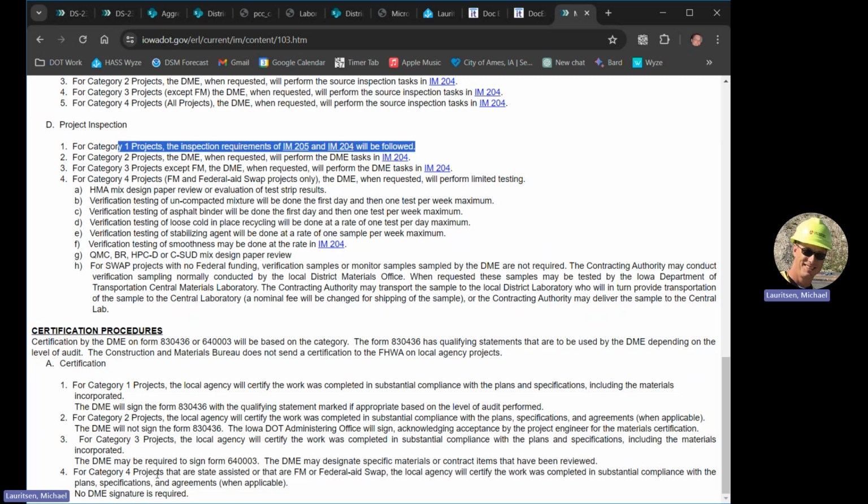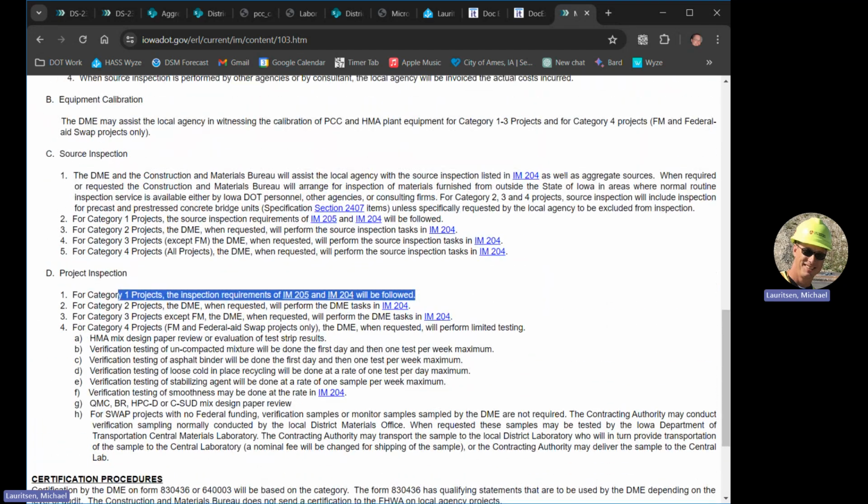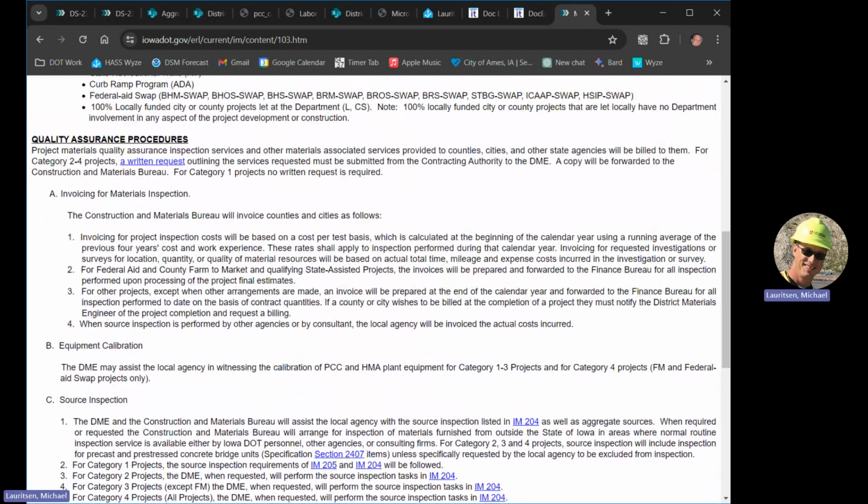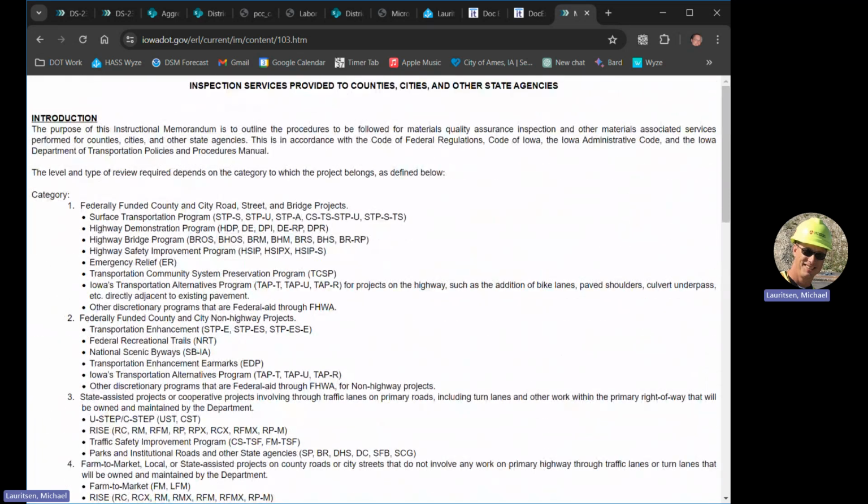So we are really concerned only if it's a local project, so a county or a city or some other kind of agency, not the state of Iowa. The only time it will be a category 1 project is if it has federal funding in it. So the trick is figuring out if there's federal funding. State projects, we all treat the same, all just like category 1s.